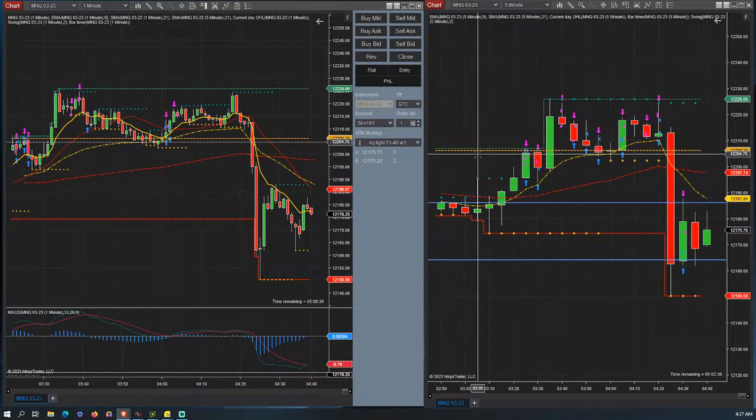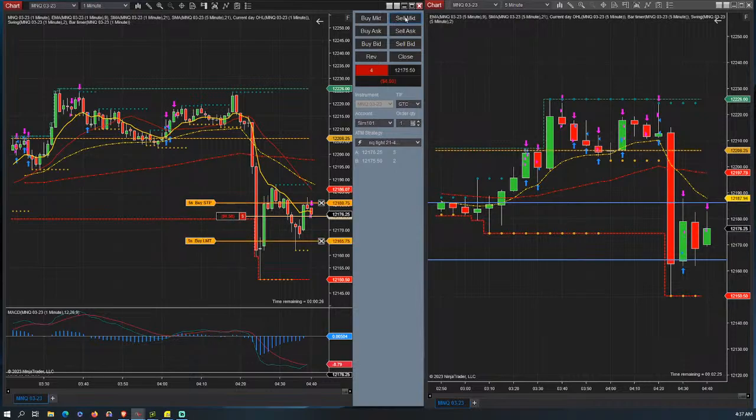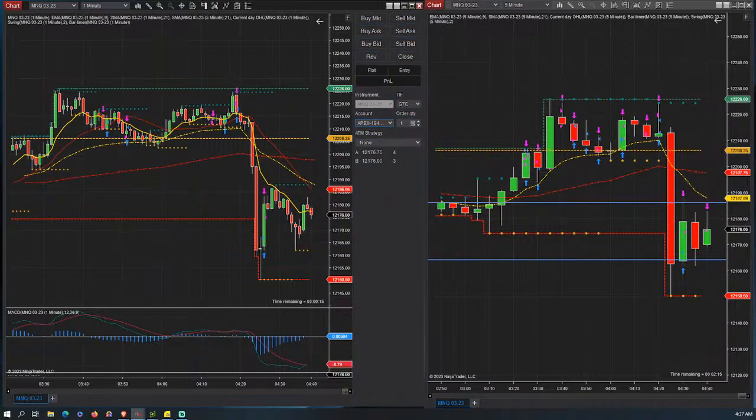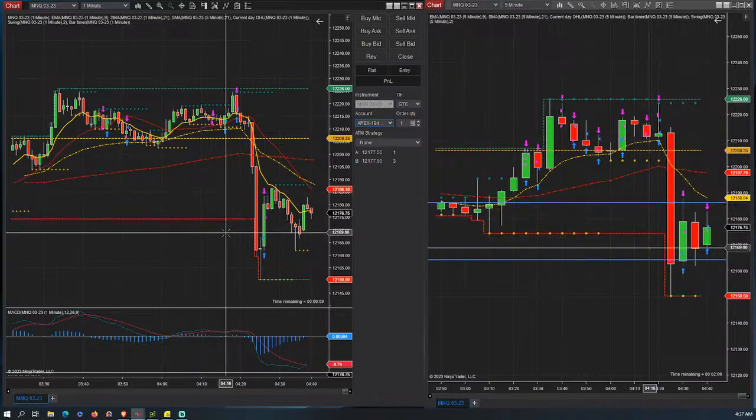So, okay, wait. Look for shorts from the red line. Let's do a short. Just juice it up. Let's go to my 31. Oh, look at that. Stop filled.